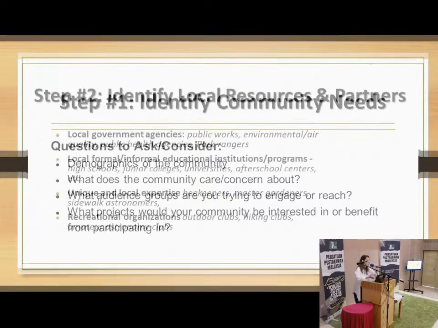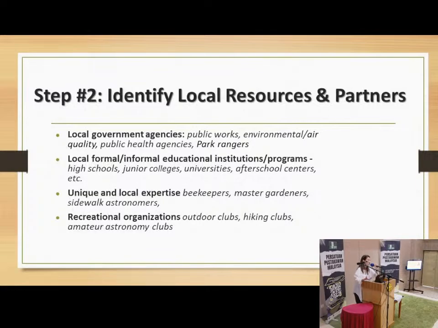Now, the next step is, once you know what your community is concerned about, you kind of already have an idea what sort of project you want, you need to start looking for local resources and partners. Partnership plays a very huge part for us, because most of us librarians don't have science degrees. We don't have STEM degrees. We probably never worked in that field. And for me, I don't even like math and science, so I need to find someone who likes them. So you need to start expanding that, looking into partnerships.